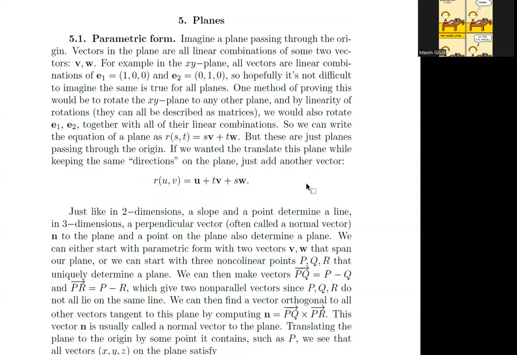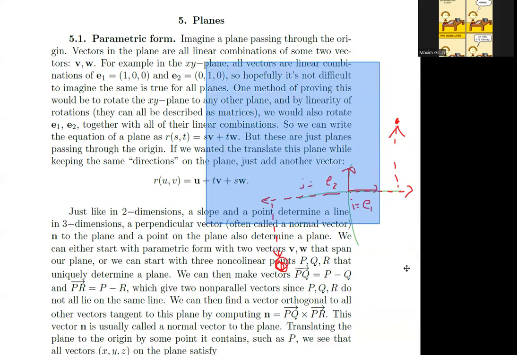Now let's talk a little bit about planes. Planes also have a parametric form. So imagine a plane passing through the origin. Vectors in the plane are all linear combinations of just two vectors. So for example, in the xy plane, I could look at two vectors, this e1 and e2, or we called them j and i as well before. So here, if I take any point, it's going to be some multiple of e1 plus some other multiple of e2. And I could do that for any point. It's some multiple of e1 plus some multiple of e2.